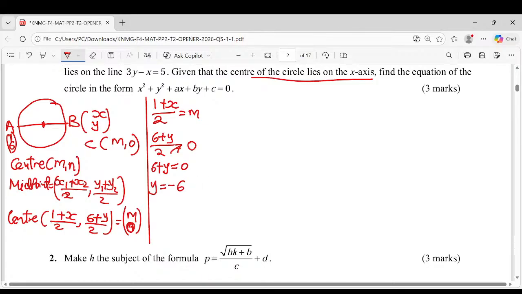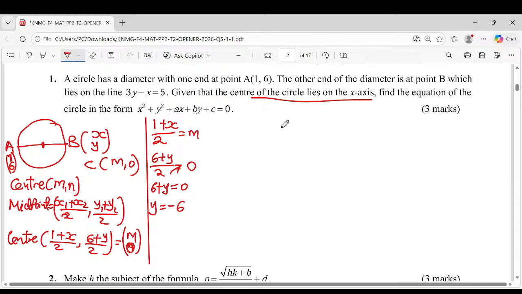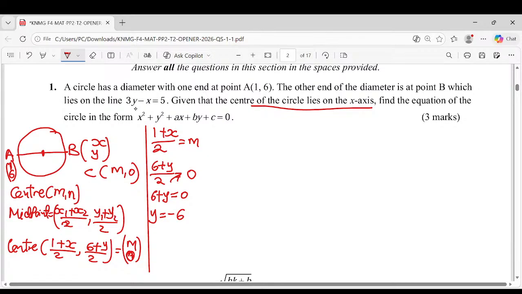So if the y value is equivalent to negative 6, now we know that the point B has the y coordinate of negative 6. Since point B now lies on the line, we are being told that point B, let me scroll here to the top, lies on the line 3y minus x equals 5. Because B lies along this line, we can substitute the value of y into this equation to get the x coordinate.